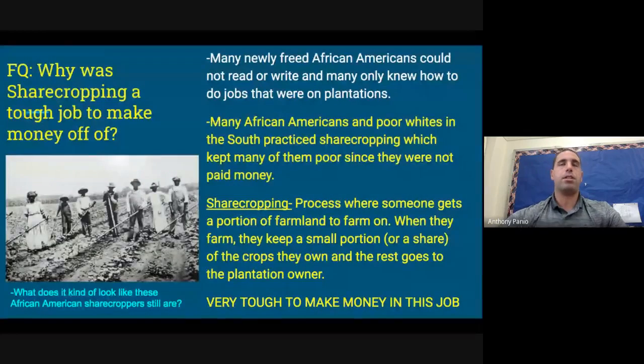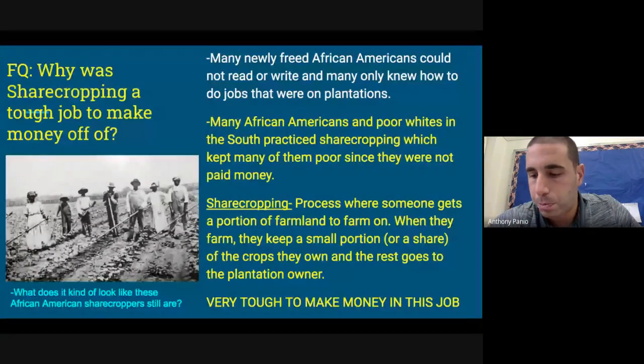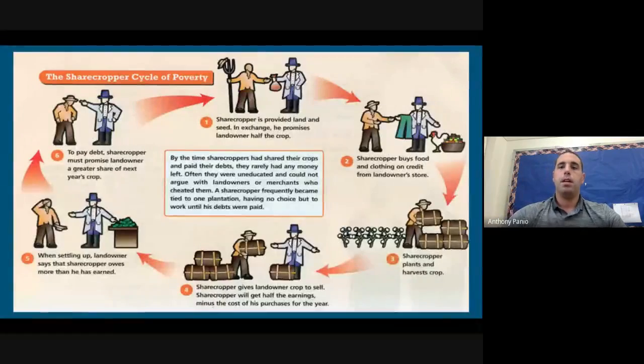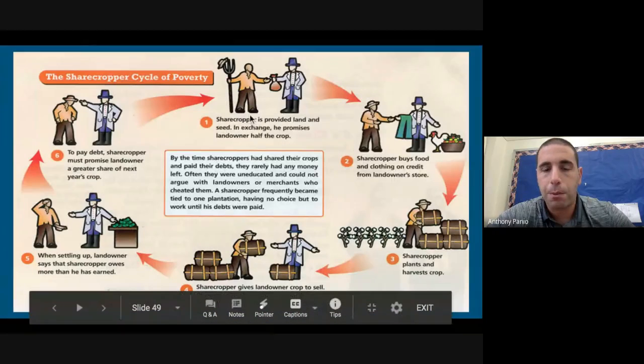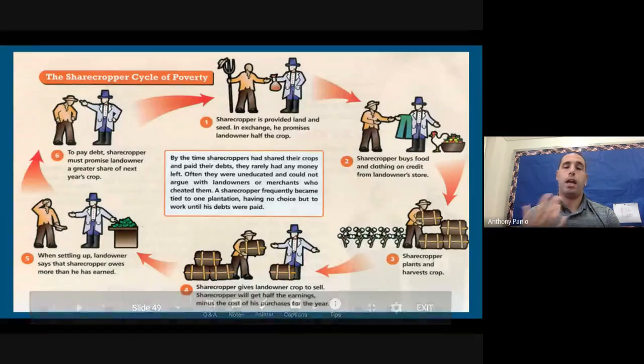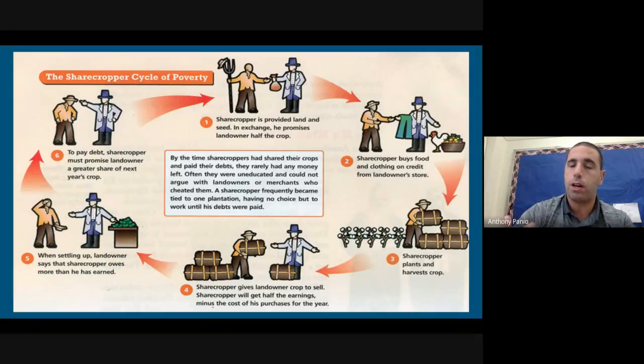So this obviously kept a lot of African Americans and poor people poor, because this was a job that a majority of them did, but it wasn't a very good job in terms of making money. So let me show you this diagram here to help you make further sense of what's going on. All right, so we're going to start at the top here, and we're going to look at the sharecropper cycle of poverty. Why, in other words, an African-American sharecropper or a white sharecropper will never make much money.